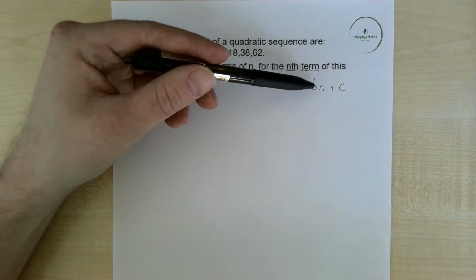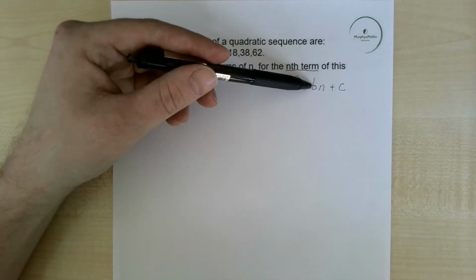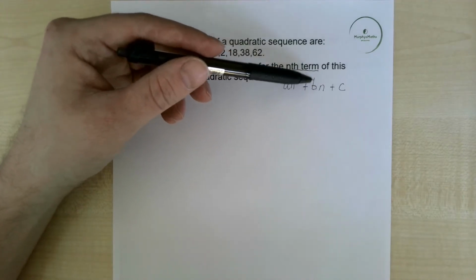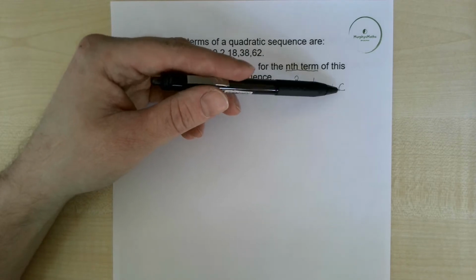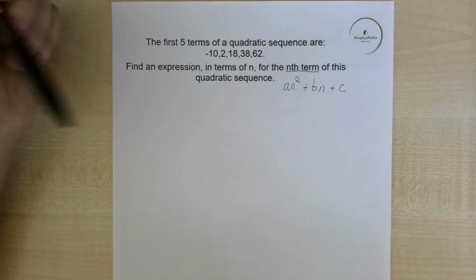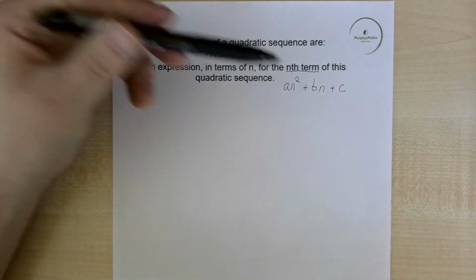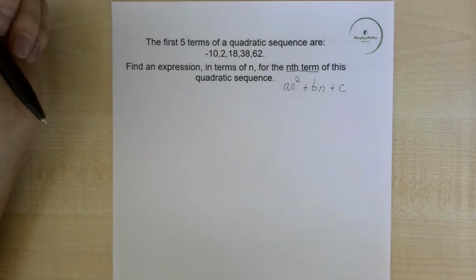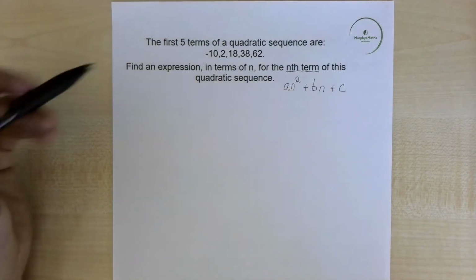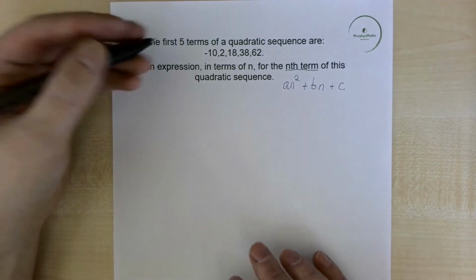There might be times where we don't have a b value, so it'll be plus nothing there. Other times we might not have a number on its own at all. So again, it'd be plus 0 or just nothing there at all. But that is the general form for a quadratic sequence. So that's the first thing to note. Our answer will look something like this. We need to find a, b, and c.